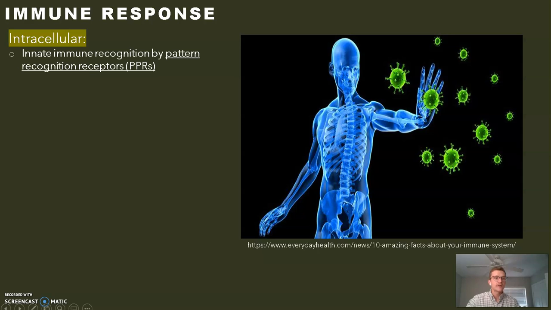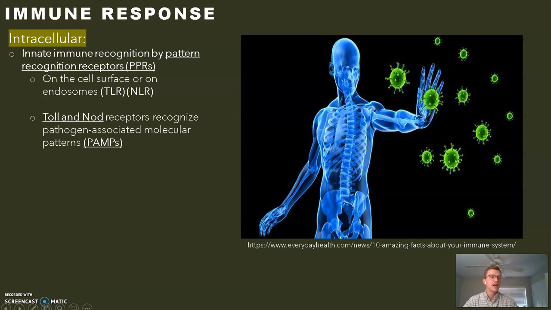All right, immune response. So for the intracellular immune response, generally, you're going to have innate immunity. It's going to recognize the pattern recognition receptors, the PRRs. These are on the cell surface or on the endosomes, and these are those toll-like receptors and those NOD-like receptors. They're going to recognize those pathogen-associated molecular patterns, PAMPs: DNA, ATP, all those good stuff. And this is going to trigger a pro-inflammatory response.